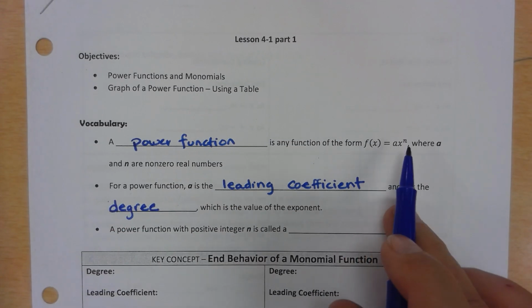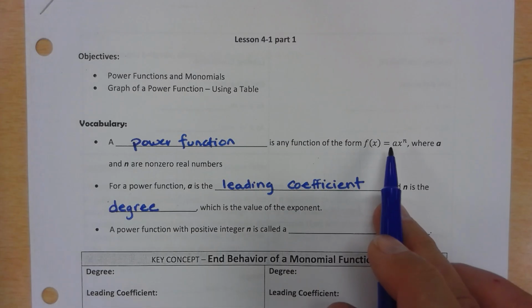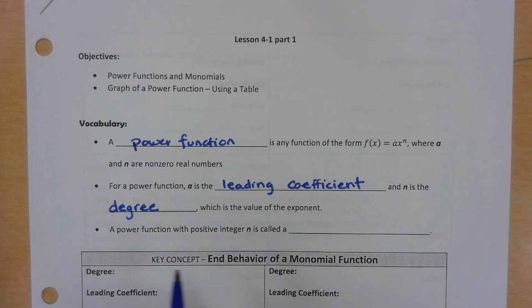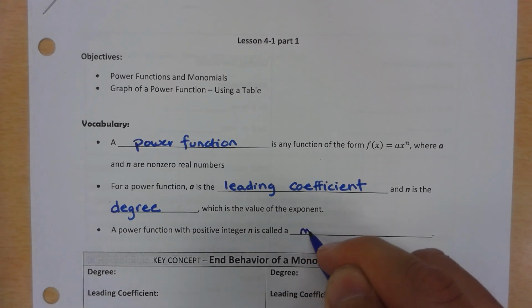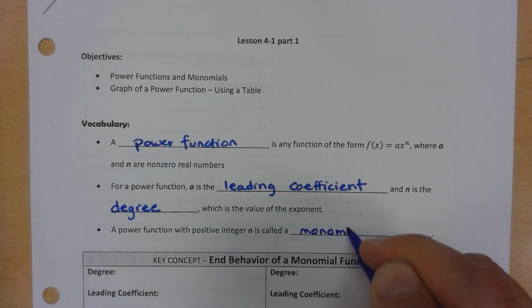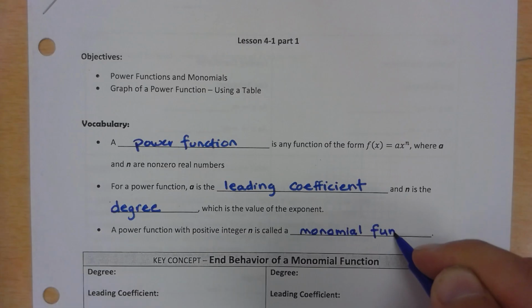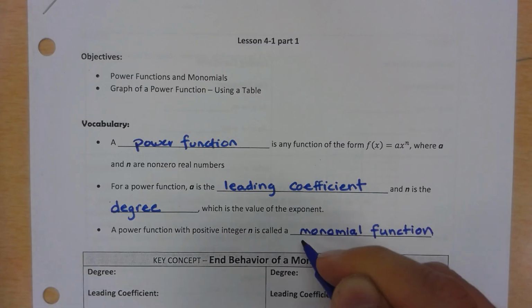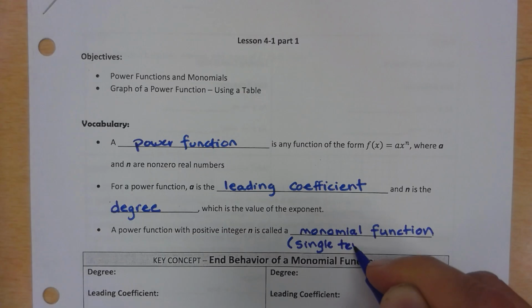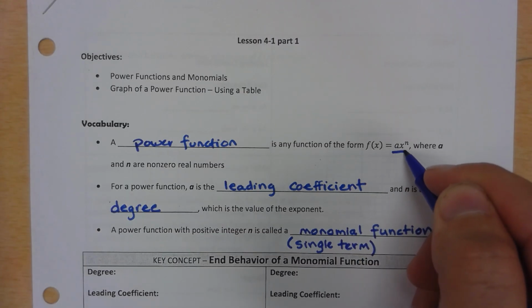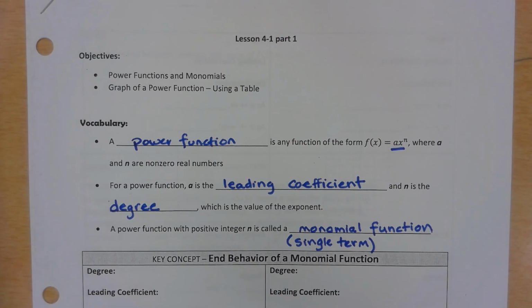So if we look up here, we have a, that's the number in front of the x, and that's our leading coefficient. X is raised to the power of n. We call that our degree. A power function with positive integer n is called a monomial function. Monomial just means single term, so these power functions are known as monomial functions because they just have a single term, one x value raised to some degree with a coefficient in front.